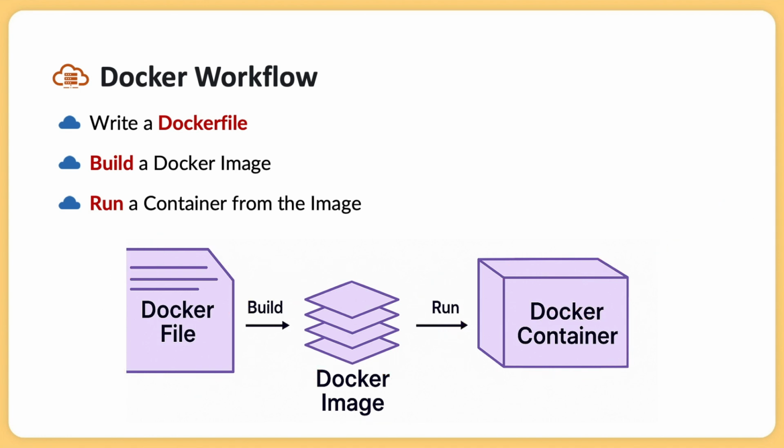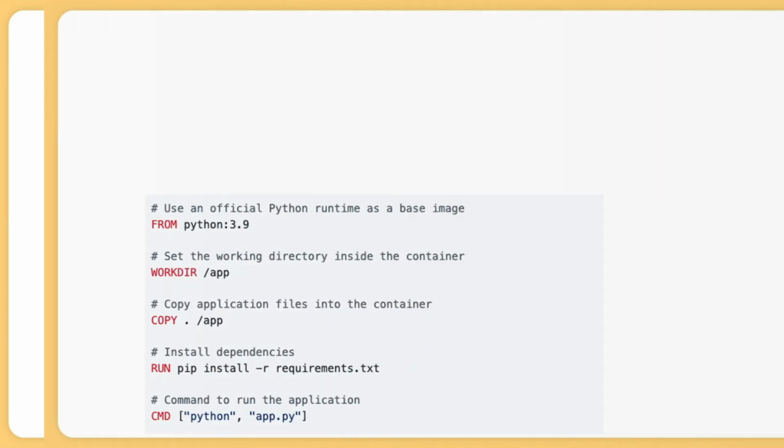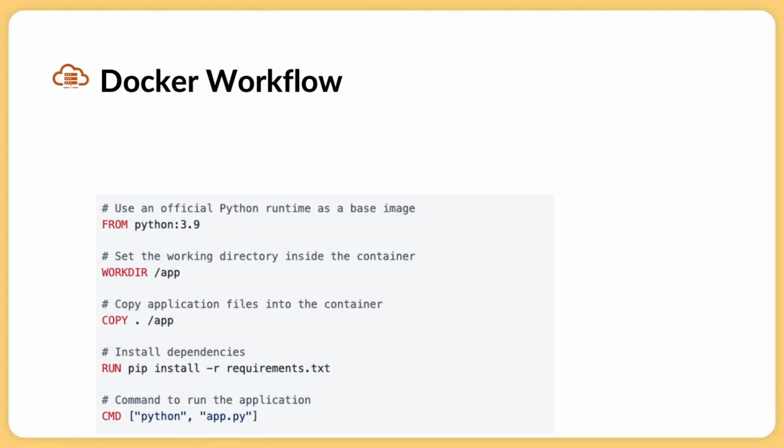Now let me quickly show you how this looks in practice. So this is how we create a Docker specification. Here this is a sample Dockerfile. Here we write a Dockerfile where we specify what the base image is. You see here Python 3.9 is the base image.